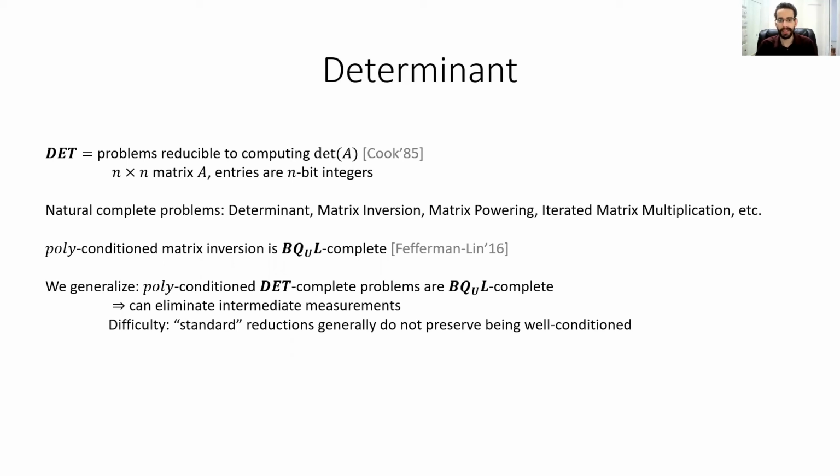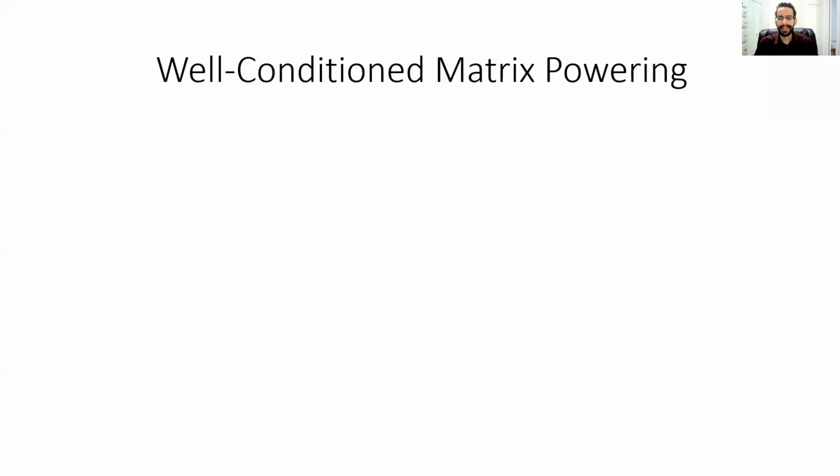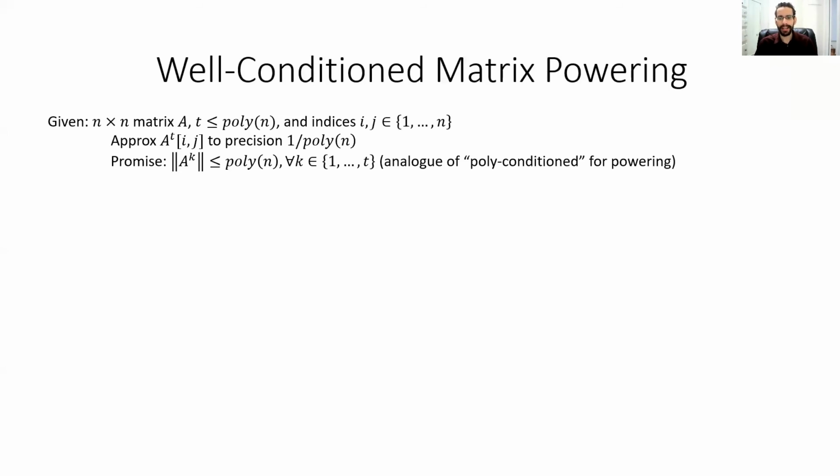However, we first consider an easy case for which a simple reduction is possible, the well-conditioned matrix powering problem. Here, we're interested in approximating a single entry of the tth power of some matrix A, where t is polynomial in the size of the matrix. We also have a promise, which is that the various powers of A have polynomially bounded norm. This promise is the appropriate analog of the polyconditioned criteria for the powering problem.